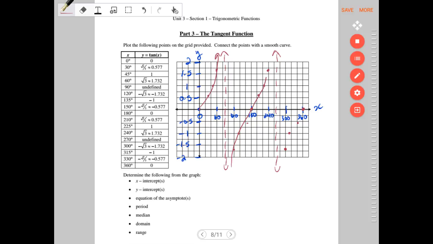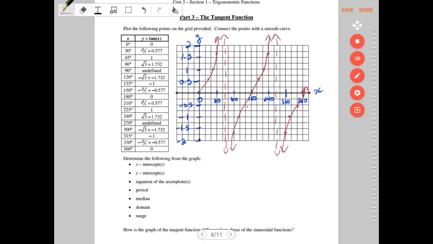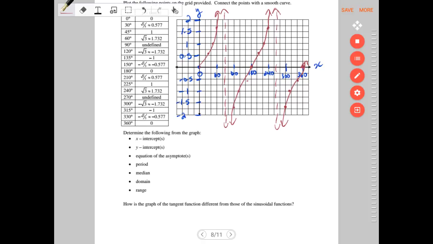And then we're going to look at some of the characteristics of the tangent function. It seems to be quite a different animal than the sine and cosines. They look pretty similar to each other, but this one certainly does not look similar to them. Okay, so we're going to determine the following from the graph.